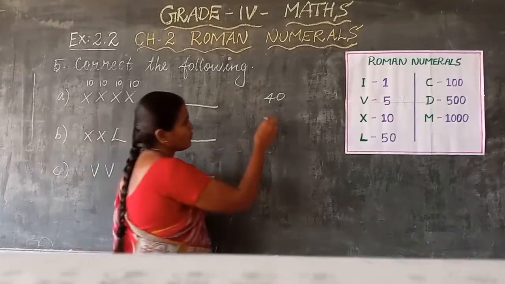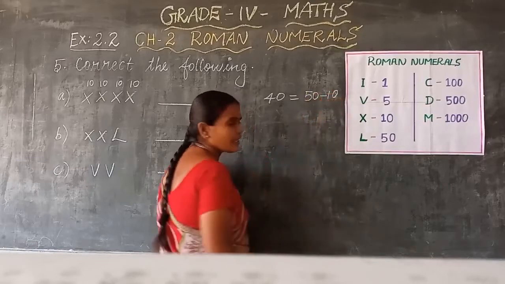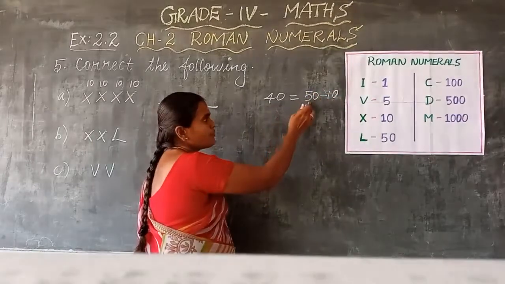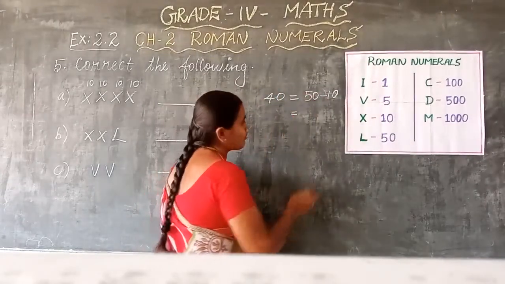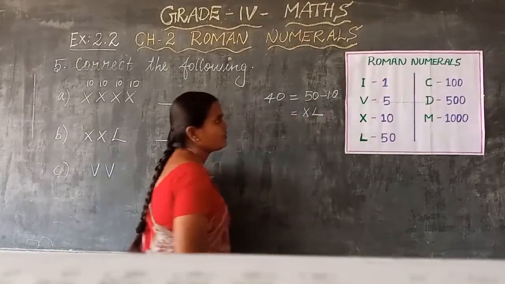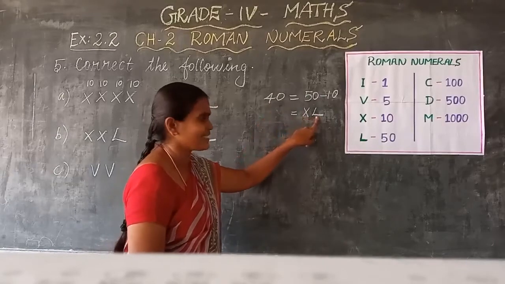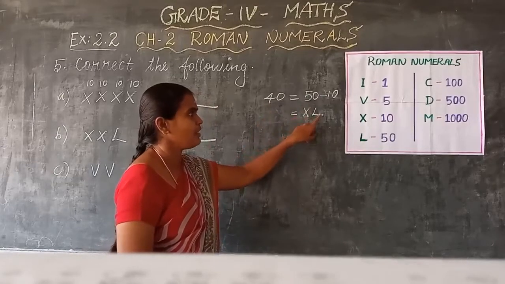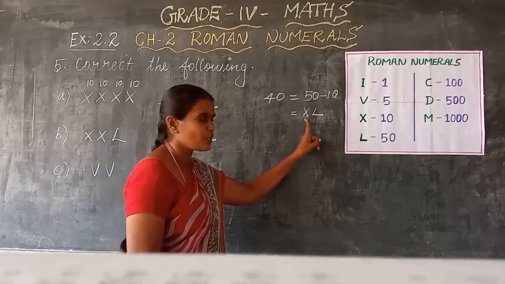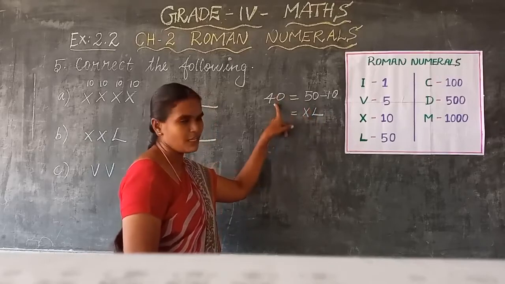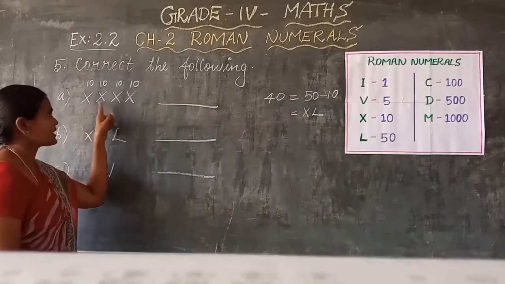So what is the 40 Roman number? 40 means 50 minus 10, we get 40. 50 minus 10 means what is the Roman number? How to write? XL. 50 minus 10 means XL. X value 10, L value 50. So greatest number, left side small number means subtraction. So 50 minus 10, we get answer 40. So 40 means XL. So 4 times X means wrong.